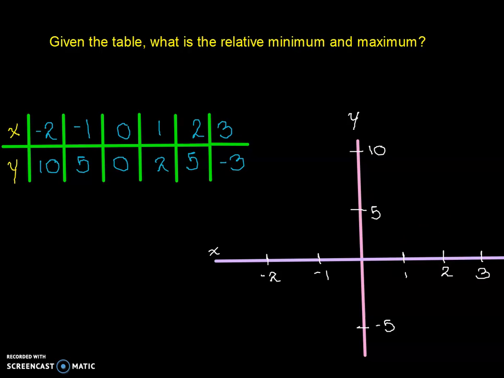Hi guys, so today we're going to go over relative minimum and maximum, which are the minimum and maximum values given an interval, which in this case will be the values in this table. So I'm going to give you just a visual of it by graphing these points. So -2 will be at 10, -1 will be at 5, 0 at 0, 1 at 2, 2 will be at the point 5, and then 3 will be at the point -3.